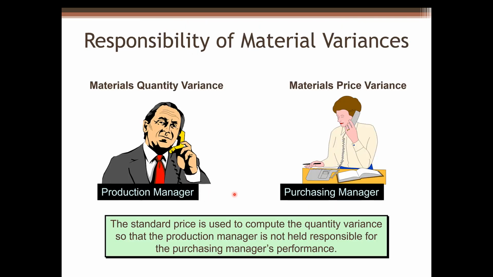The production manager and purchasing manager are usually held responsible for the materials quantity variance and materials price variance respectively. The standard price is used to calculate the quantity variance, so the production manager is not held responsible for the purchasing manager's performance.